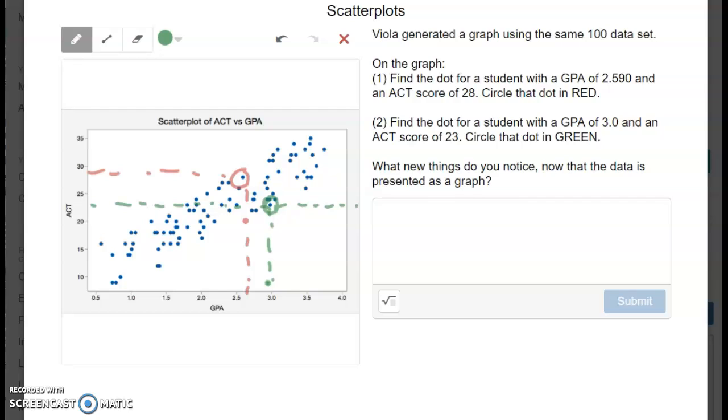What new things do you notice now that the data is presented as a graph? Now that the data is presented as a graph, can you tell more as to how the spread of the scores are, maybe the trend? Okay, so those students who got better grades at school, they also scored higher on the ACT. Whereas those students who scored low on their GPA, so they did not do so well at school, they did not do so well on the test itself, the ACT, as well. So that's what I noticed.